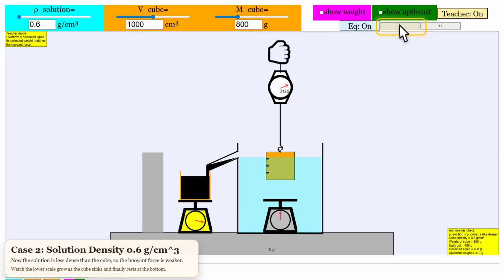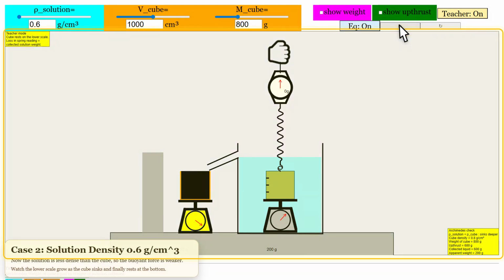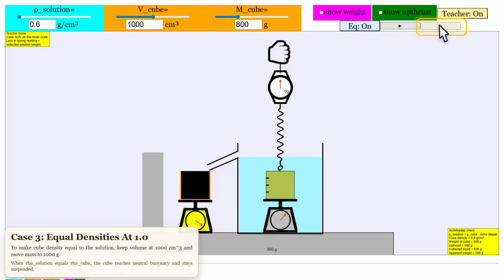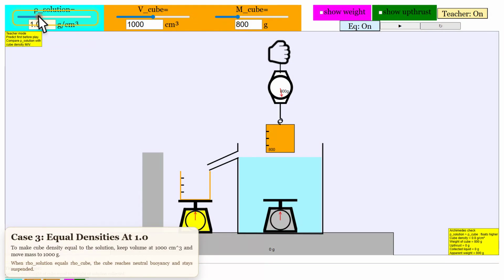Now lower the solution density to 0.6. Here the fluid is less dense than the cube, so the buoyant force is weaker. The cube sinks deeper, becomes fully immersed, and finally rests on the lower scale. This is the case where students can clearly see how the lower scale reading grows, while the spring scale loses load.